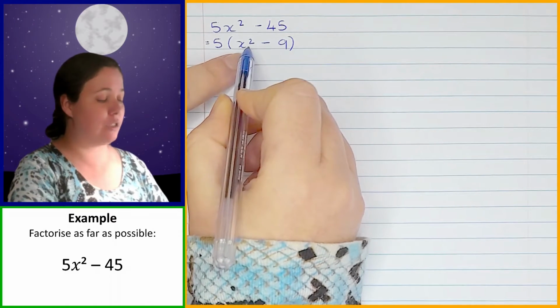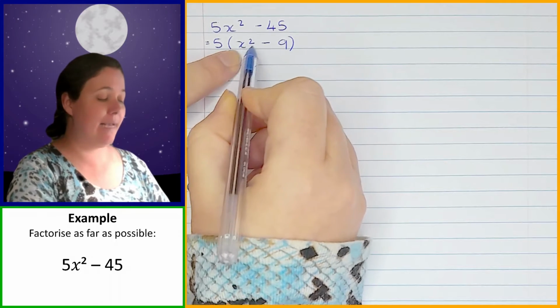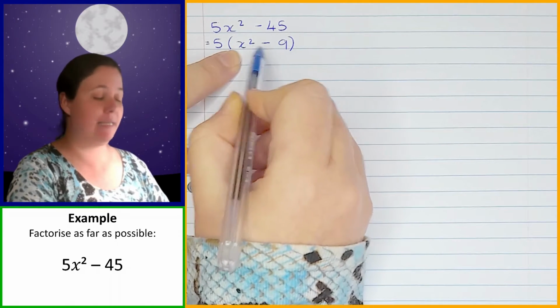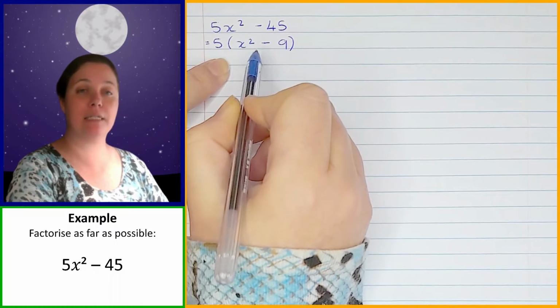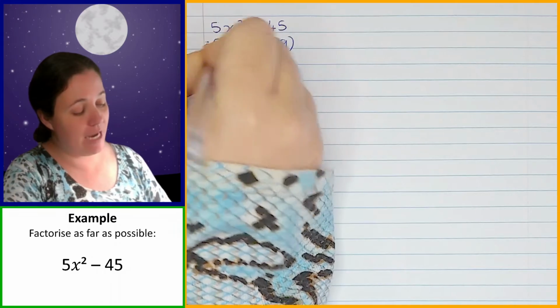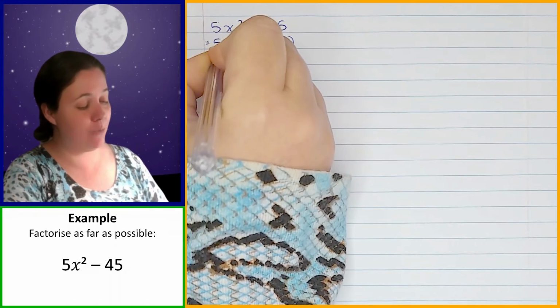So I look and see I've got two terms. x squared is a perfect square, 9 is a perfect square, and I'm subtracting them. That means that I can factorize this further because this is difference of two squares. So now the 5 is not going to change. I keep on bringing it down.